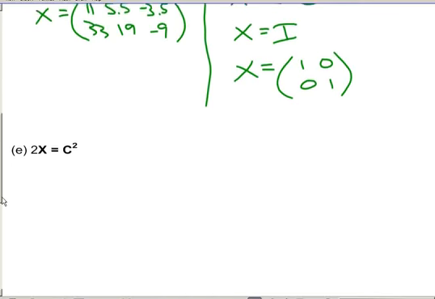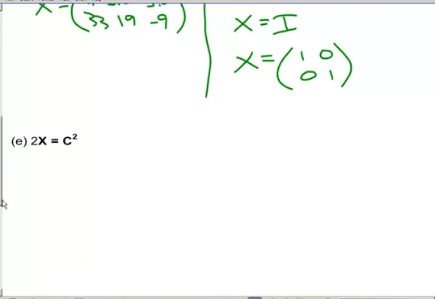All right, next one. We've got 2x equals c squared. So you might be tempted to say I'm going to divide both sides by 2. Really, we should be multiplying both sides by a half to isolate x. So x is going to be a half times c squared, which would be negative 2, 3, 1, 5, all squared. Don't be that person who treats this as just squaring every entry in the matrix.